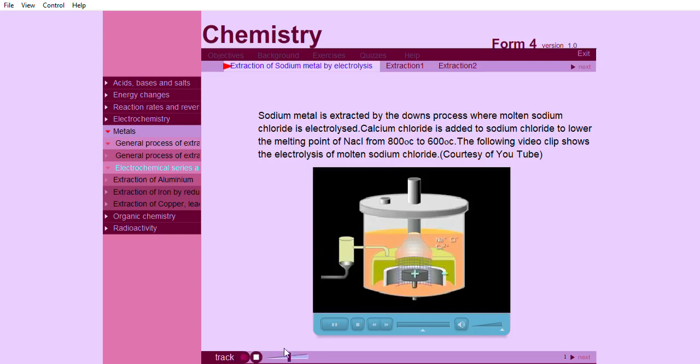At the anode surface, the power supply pulls electrons from chloride ions, which form molecules of chlorine. Here's the half equation. At the cathode, electrons from the power supply are forced onto the most reactive cations, the sodium ions. Here's the half equation for the reduction of sodium ions to liquid sodium metal.